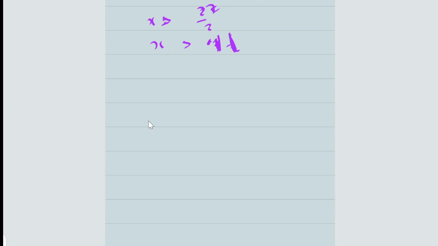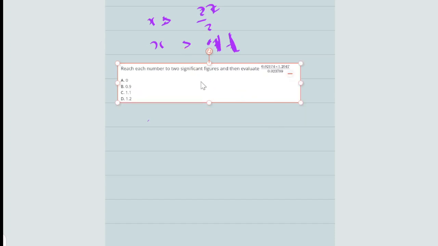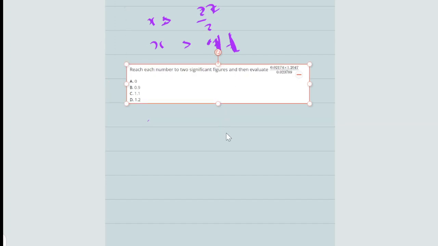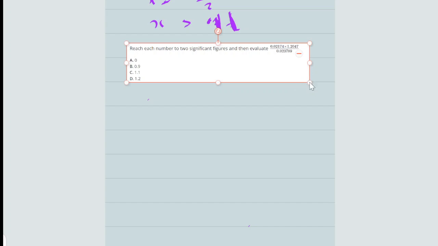Okay, another question. Let us do this. It is not difficult to do as well. So this is on significant figures, and I think we found significant figures in that of 2021 too. As you can see, there are questions that repeat themselves. The question asks us to round each number to two significant figures and then evaluate. That is, before you evaluate, you have to be careful. You have to change them to two significant figures.